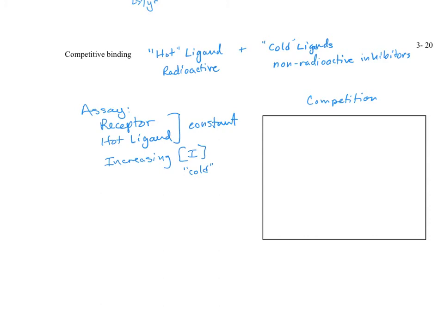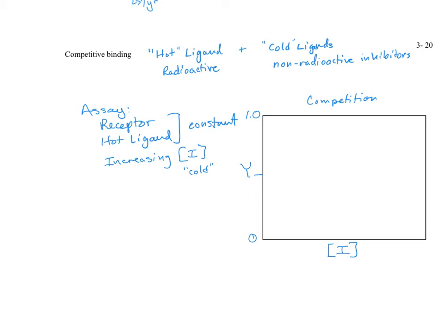So let's take you through this. We are going to do fractional occupancy. We can measure that because we got a hot ligand in there that we can separate out and measure. We're going to do that from 0 to 1.0, just like we did before, with a 50% mark right there. Now, this time, instead of increasing ligand concentration, we're going to do increasing inhibitor concentration. And again, that is the cold ligand, the thing that is non-radioactive.